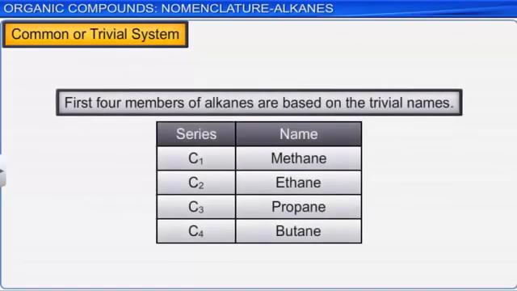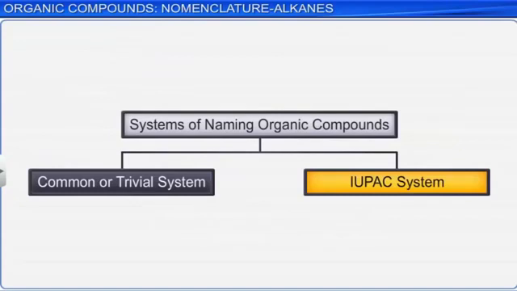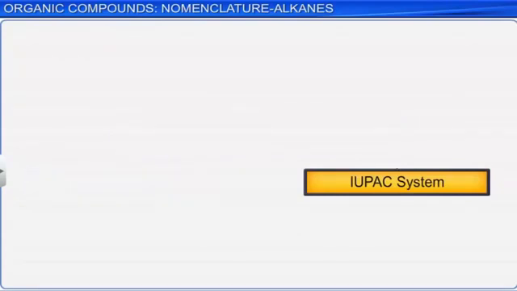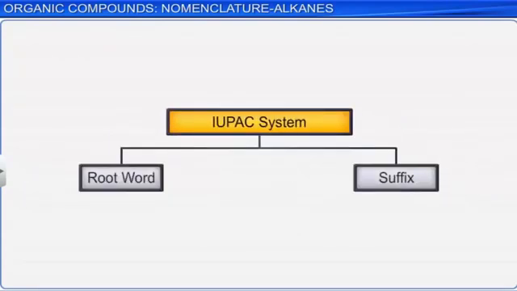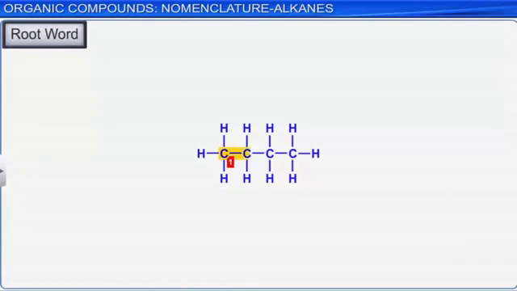The names of the first four members of alkanes are based on the trivial names. They are methane, ethane, propane and butane. The IUPAC name of an alkane basically consists of two parts, the root word and the suffix. A root word indicates the length of the continuous selected carbon chain.